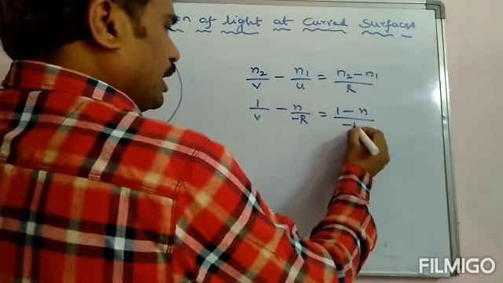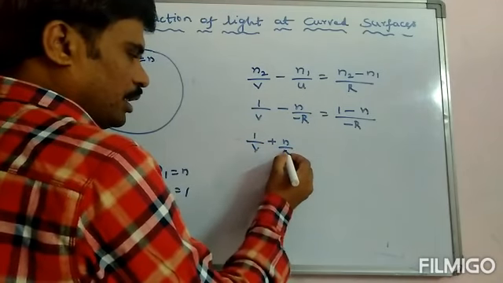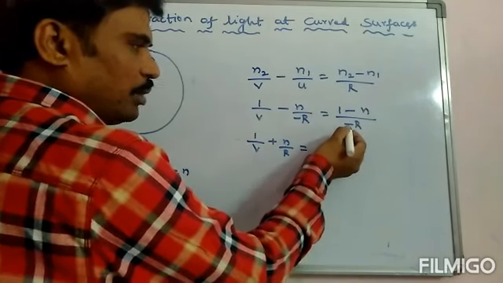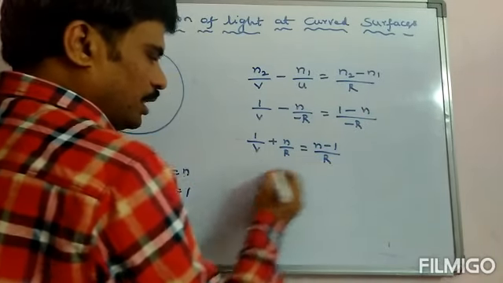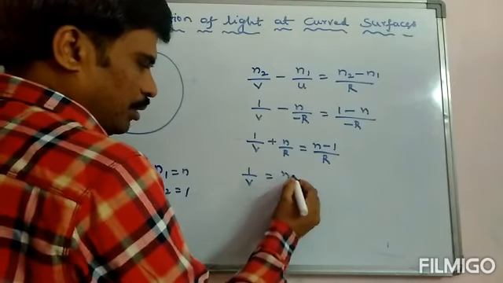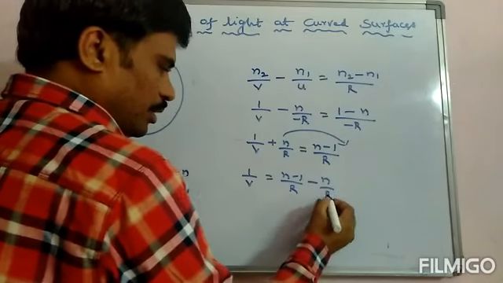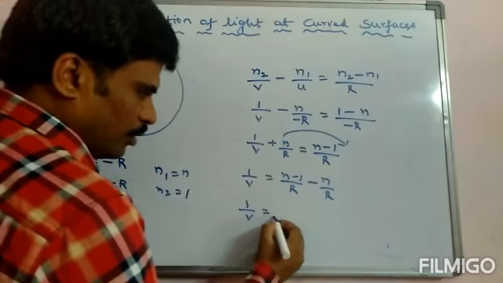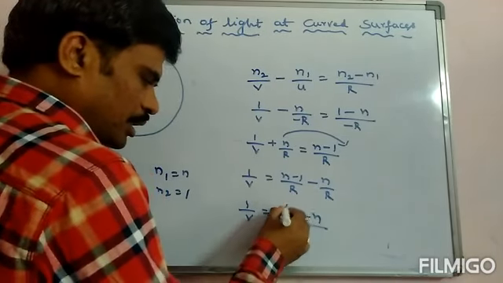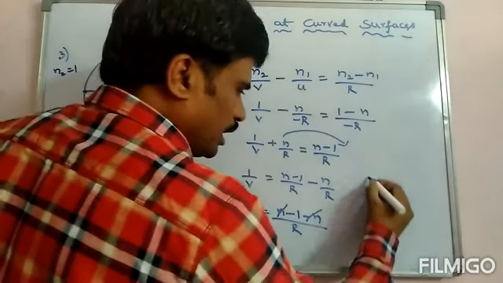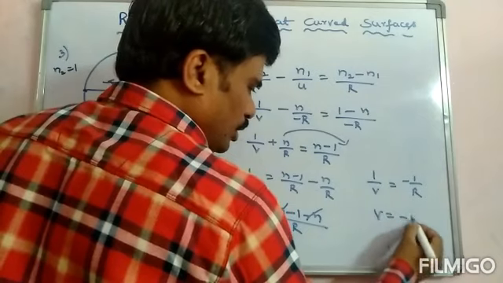by minus R. So 1 by v minus into minus, plus n by R equals, if you send minus to the numerator, then it will become n minus 1 by R. 1 by v equals n minus 1 by R, I am sending this to the right-hand side, minus n by R. So 1 by v, if you take LCM, it is R, n minus 1 minus n, n minus n cancels out. You are getting 1 by v equals minus 1 by R. Nothing but v equals minus R.